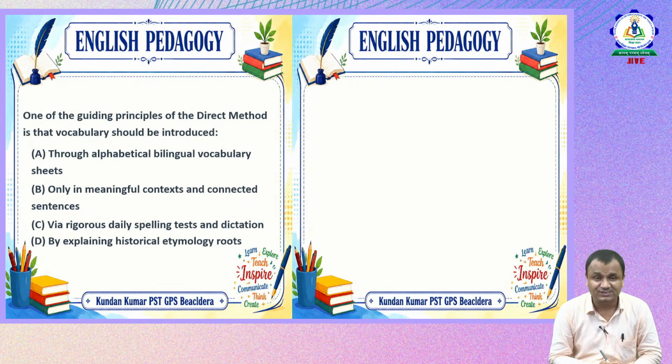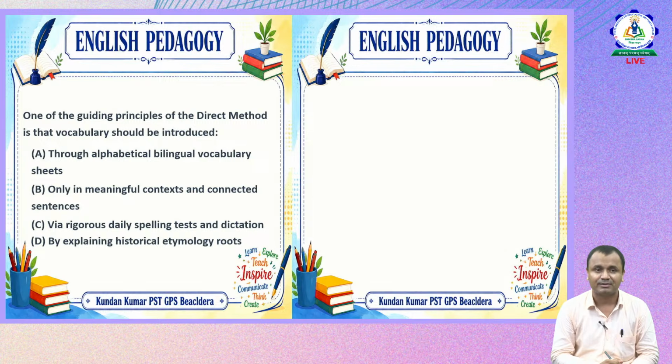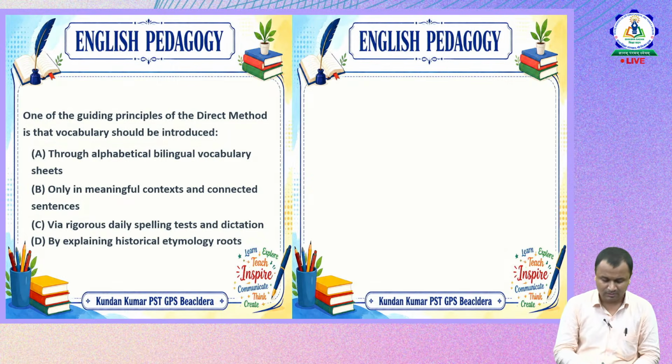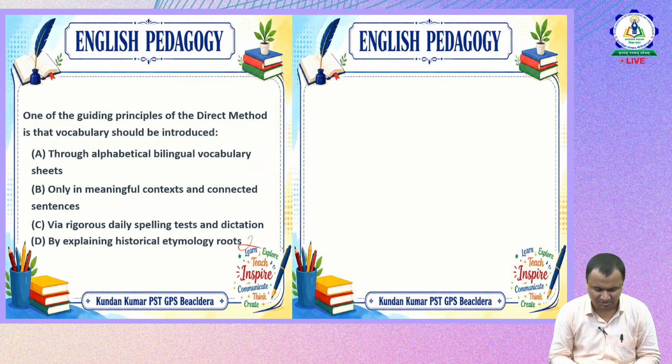One of the guiding principles of direct method is that vocabulary should be introduced. How will you introduce vocabulary if you have to teach through the direct method? Through alphabetical bilingual vocabulary sheets, only in meaningful context and connected sentences, via rigorous daily spelling test and dictation, by explaining historical etymological roots? No sense, it doesn't make any sense.